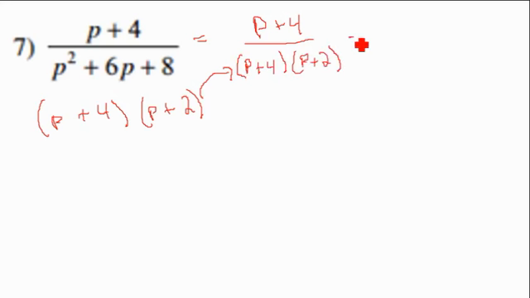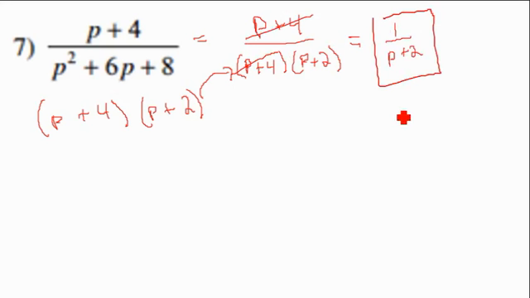And now, just like simplifying fractions, if I have a common factor in the numerator and the denominator, I can make sure I can divide them to 1. They'll cancel out, quote unquote, and I'll be left with 1 in the numerator and p plus 2 in the denominator. So that is my simplified rational expression.